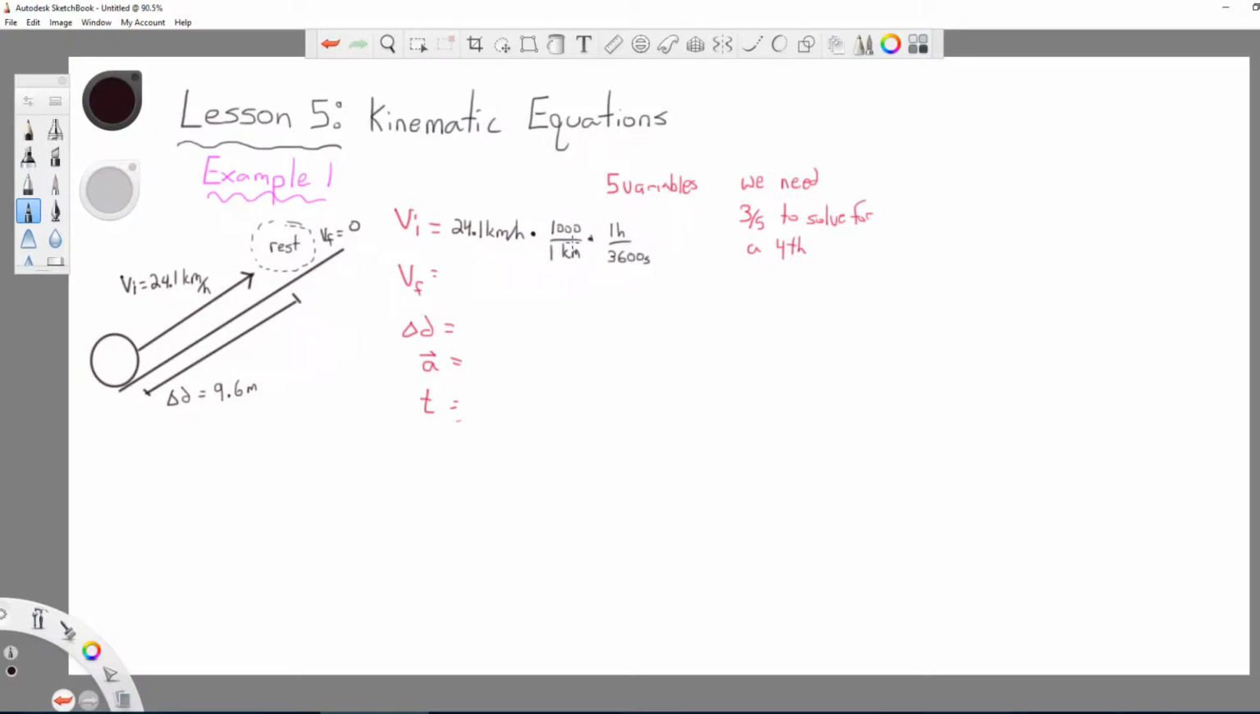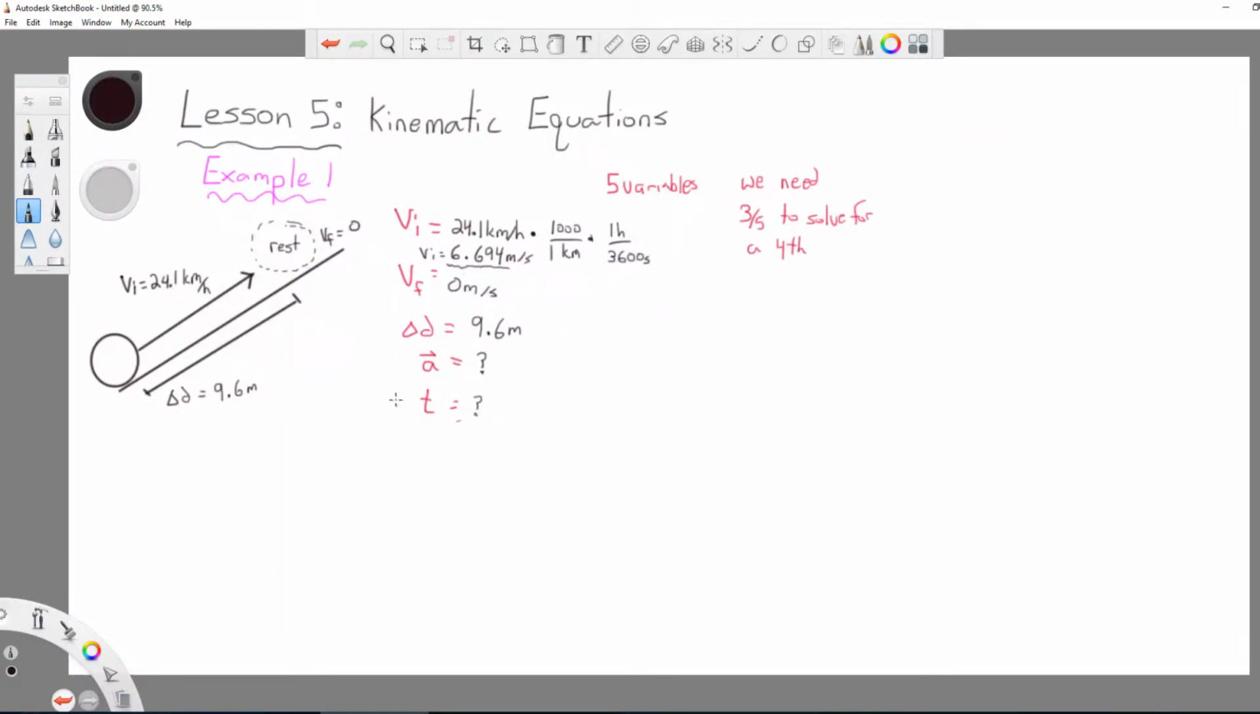And so we're going to say that our VI, let's put it down here, VI is equal to, if we punch this in, 24.1 times 1,000 divided by 3600, which gives us 6.694 meters per second. Okay, so we have VI, and this is the value that we want to use right here. Our VF, well, that's easy. VF is 0 meters per second because it's at rest at the top. Our displacement is 9.6 meters. Acceleration, don't know. Time, don't know.